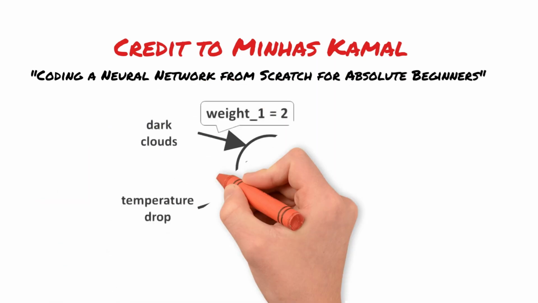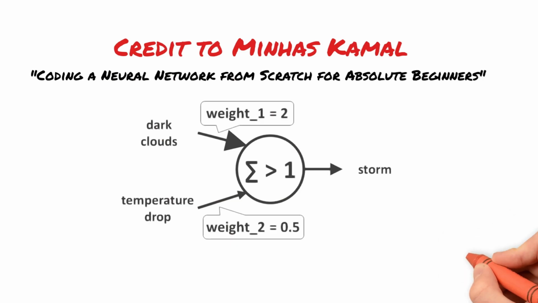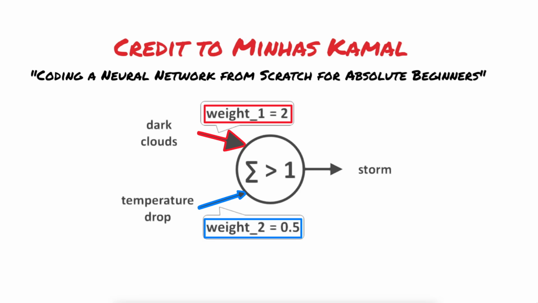Here's a depiction of a single neuron neural network. It models if there's going to be a storm. The neuron takes an input for if there's dark clouds, and an input for if the temperature has dropped. Notice that the inputs are weighted differently, as dark clouds is a better indicator of a storm than a temperature drop. If the sum of the weighted inputs is greater than 1, then a storm is predicted.